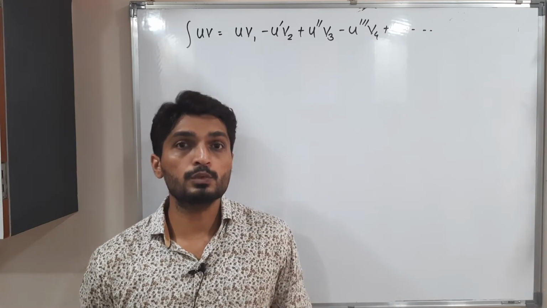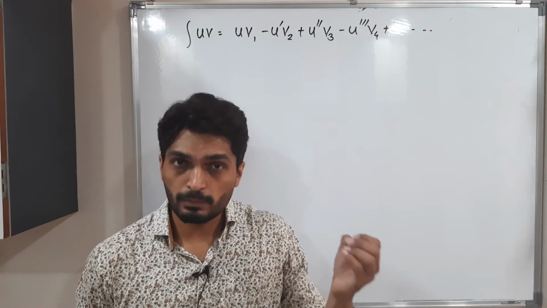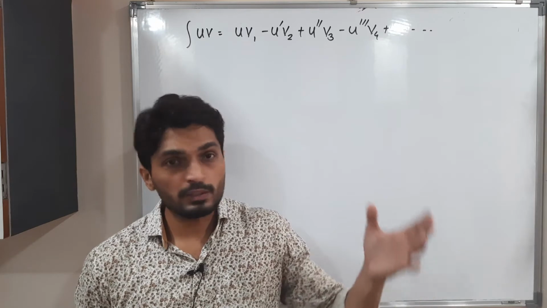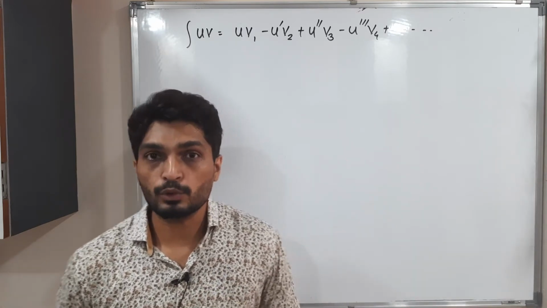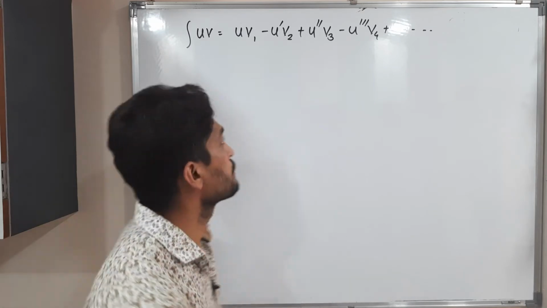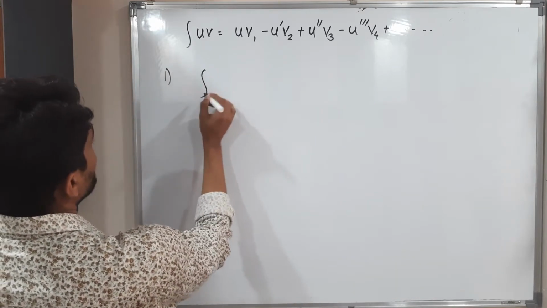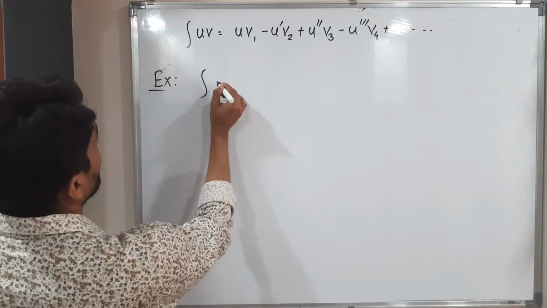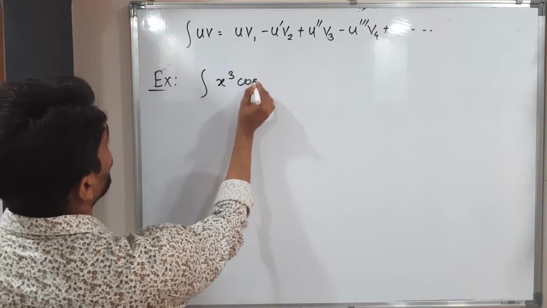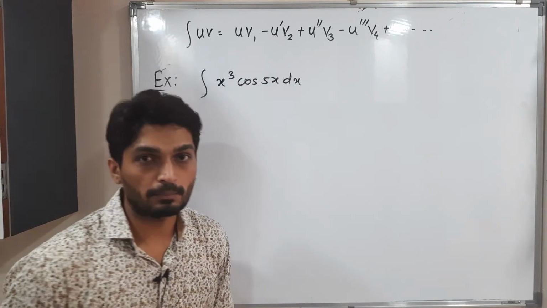So now the question is where we have to stop. After a few terms, the derivative will obviously be 0. There we stop our process and we find the answer. Let us discuss one example so you can get an idea how to solve problems using this formula. So let us discuss this problem. I am taking this example: integration of x cube cos 5x dx. So we have to solve this example.